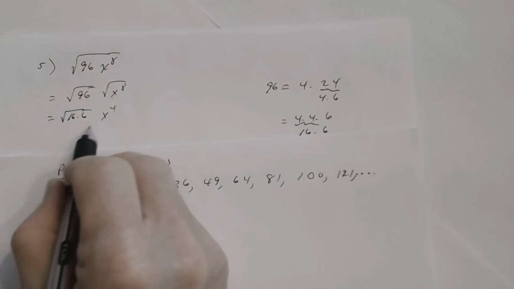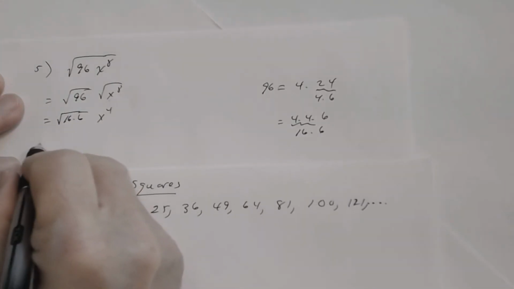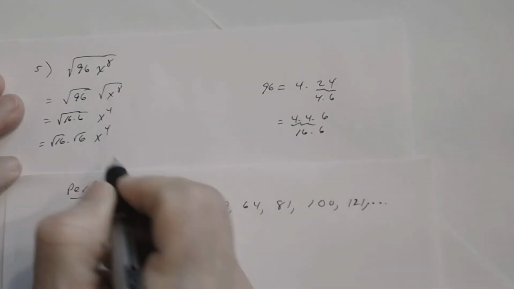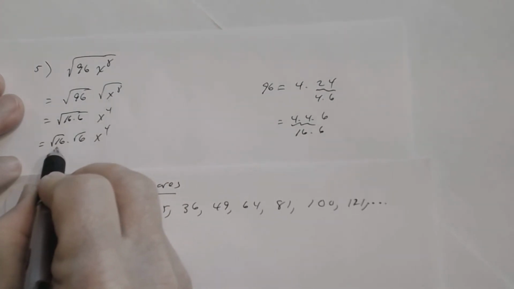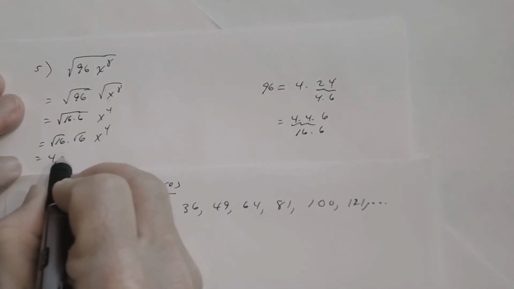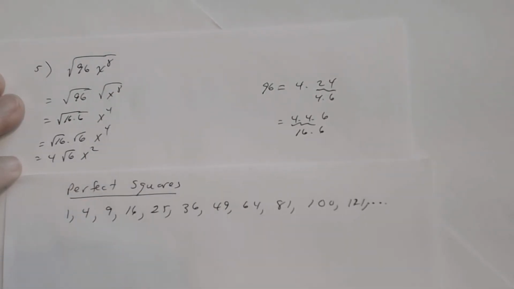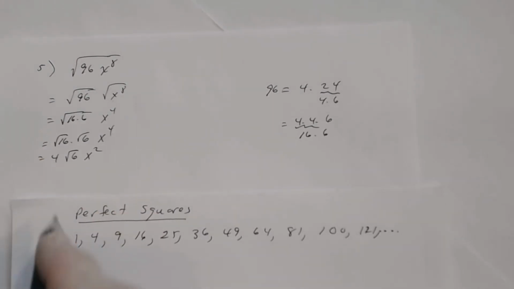Now I got to use a product rule on here. So I get the square root of 16 times the square root of 6 times x to the 4th. Y'all agree? Okay. Can I simplify the square root of 16? Yes. Can I simplify the square root of 6? No. So I get 4 square root of 6 times x squared. All right, now let me just say how to write the answer. And you're done with this in terms of simplifying.